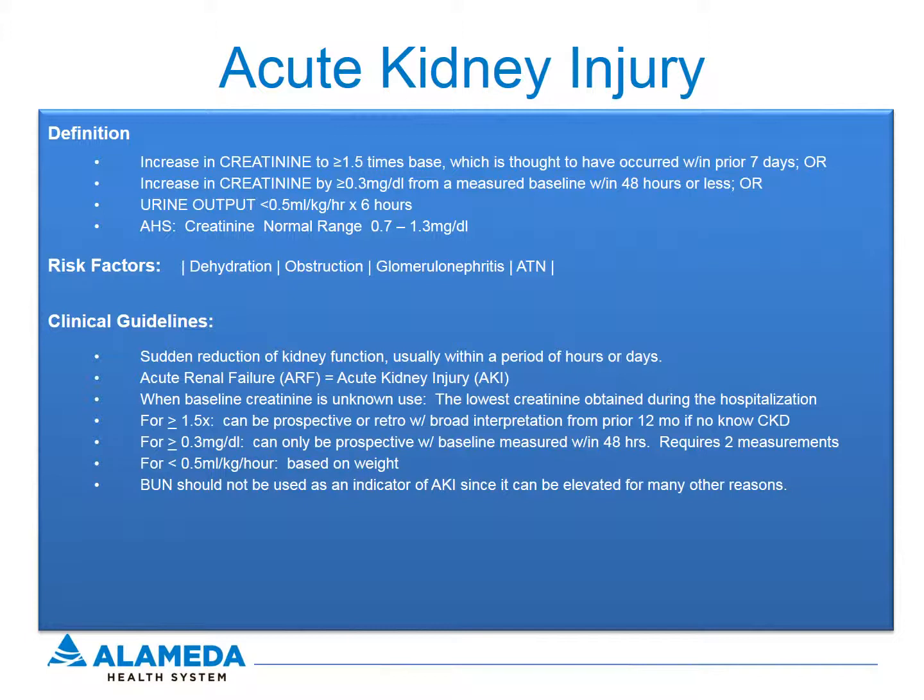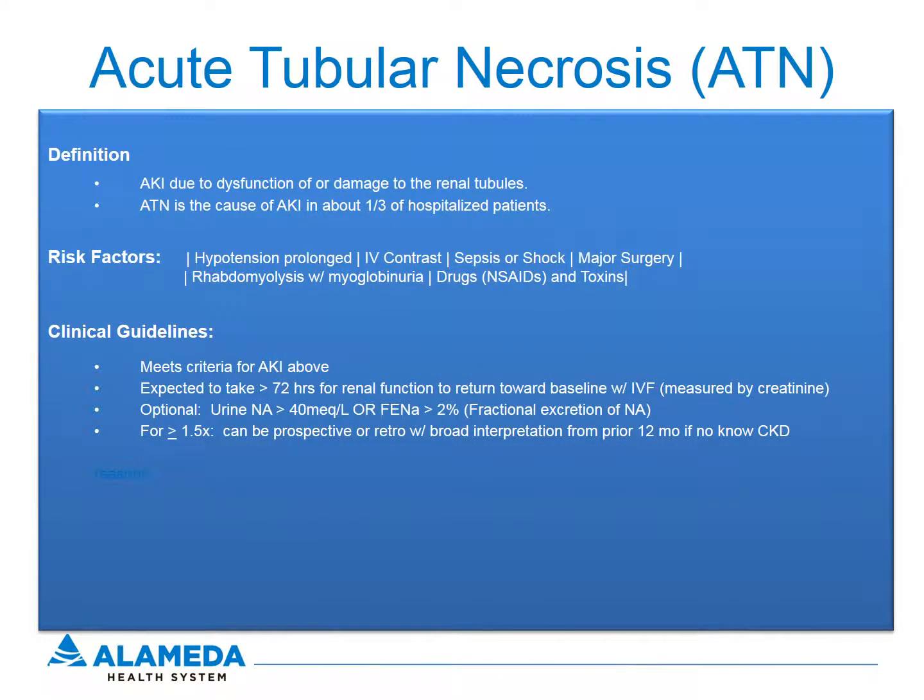Okay, so that's the definition, risk factors, and clinical guidelines for AKI. Now let's go through acute tubular necrosis, which is ATN. So what is the definition of ATN? ATN is actually AKI, but it's AKI due to the dysfunction of or the damage to the renal tubules. And this was very interesting to me, that ATN is the cause of AKI in about a third of the hospitalized patients. So if you do diagnose AKI, a third of the time that patient has ATN.